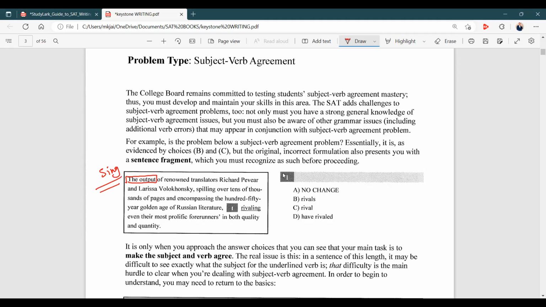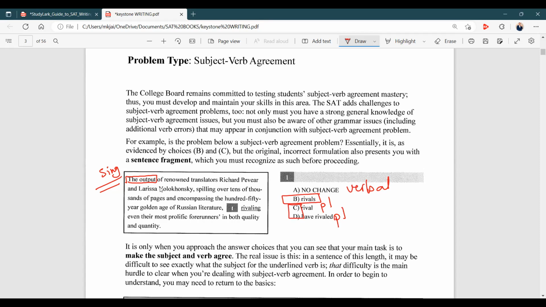That's why you will go for rivals. Yes, lovely. What about the other choices? Can you refute them? What's wrong with no change or rivaling? Yes, rivaling is not a verb, it's a verbal. What about rival? It's a plural one. So that's it.